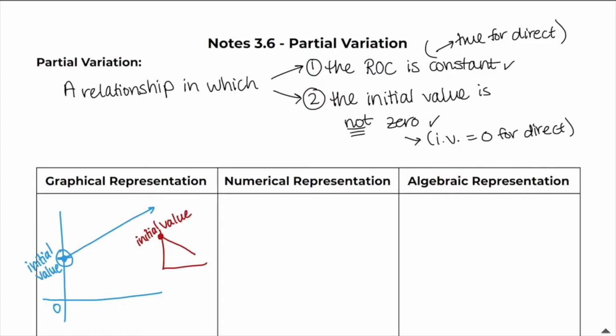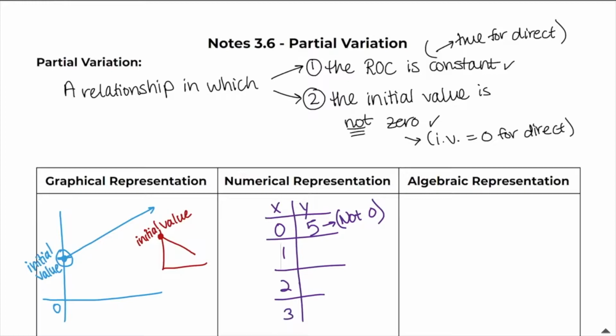For our numerical representation, we would have x and y right here. And when x is 0, y is any number other than 0. So this will just say not 0 right here. Any other number that we have would work. And we would also have to have a constant rate of change. So here it's going up by the same amount every single time. This is just an example of a numerical representation. As opposed to when we had direct variation, we had x and y. 0 for x corresponded always to 0 for y.